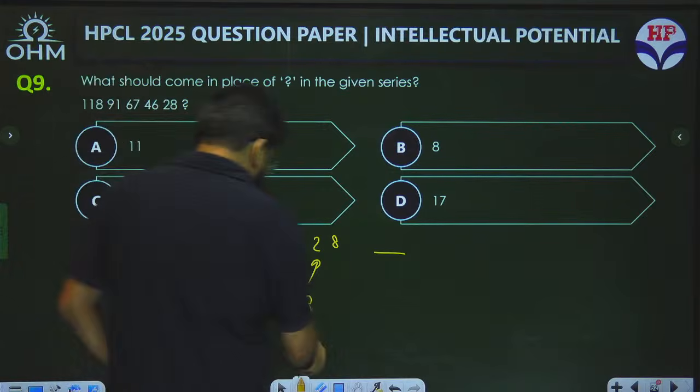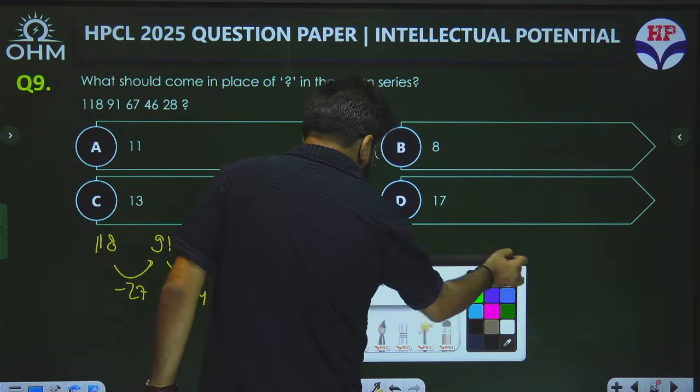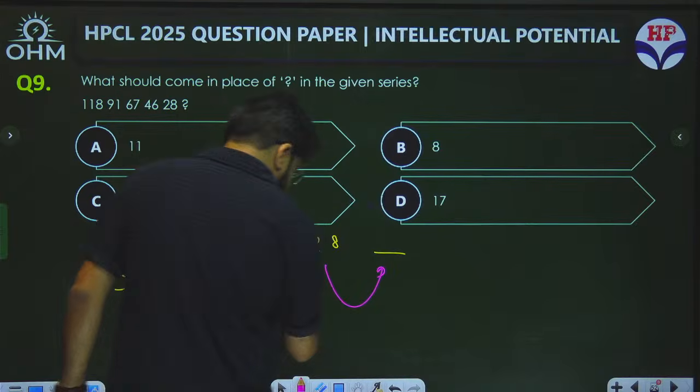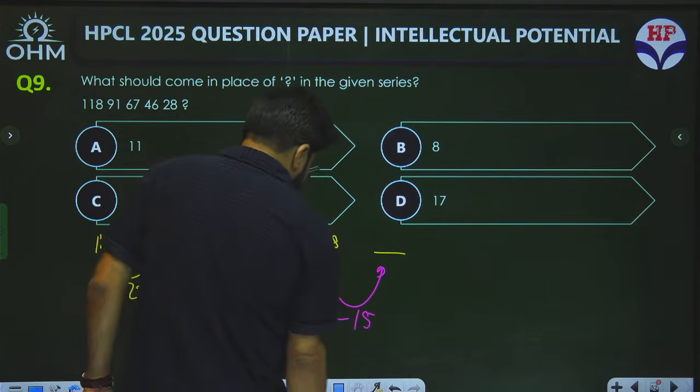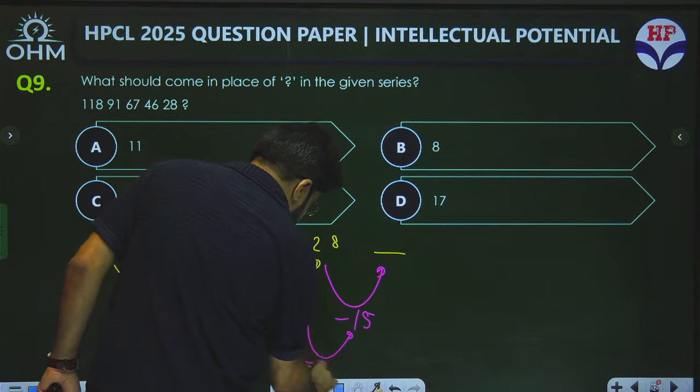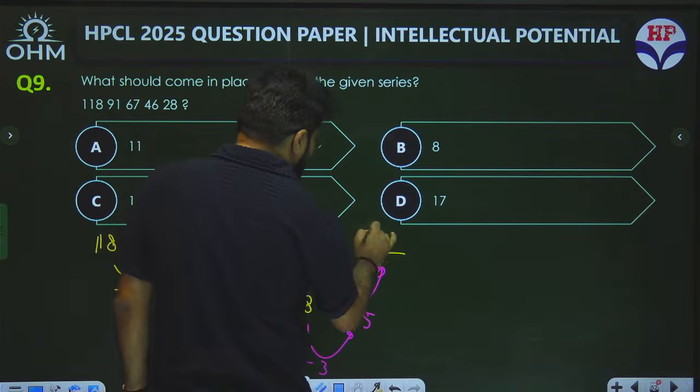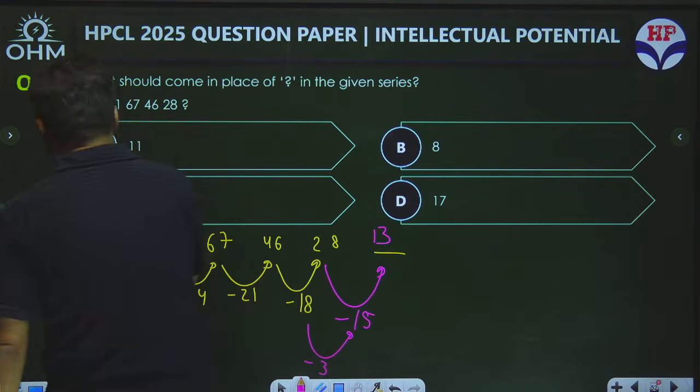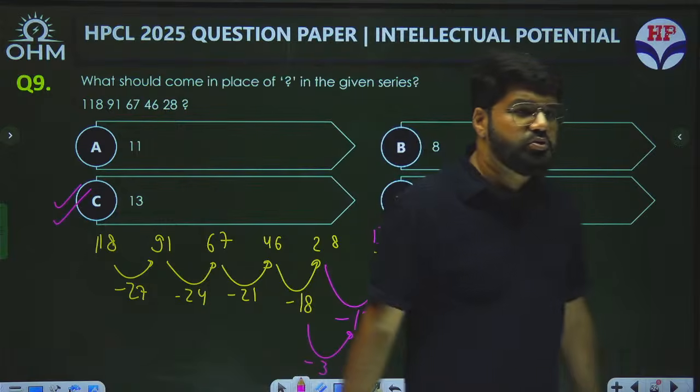Okay, so what should be next? Definitely, if you reduce 3 from here, minus 15. Because this also has to reduce by 3. Minus 15, 28 minus 15, 13. Answer has to be C.